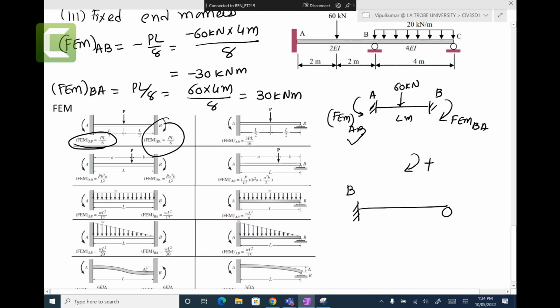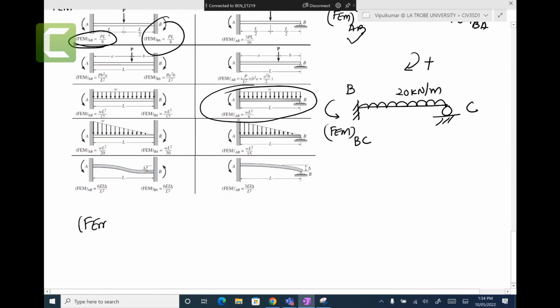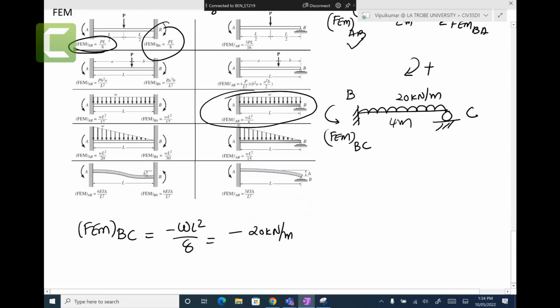Second one, B, and the roller pin, we can't touch it, that's C, and we have a UDL load of 20 kilonewton per meter with the fixed end moments of BC. So where is the similar figure here? WL squared over 8. So the fixed end moment of BC is minus W, because it's anti-clockwise, minus 20 kilonewton per meter, length is 4 meters, 4 meters squared over 8. It gives me minus 40 kilonewton meters.